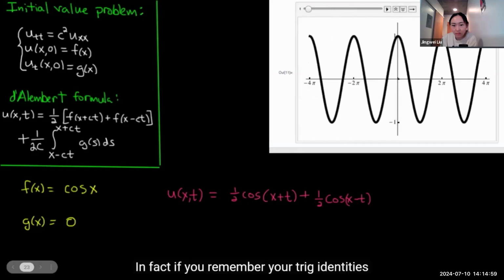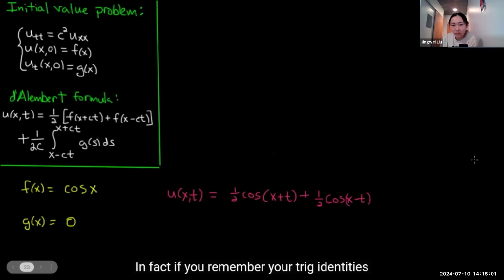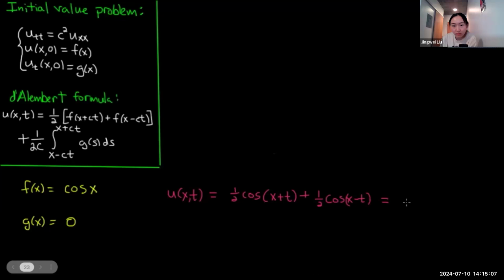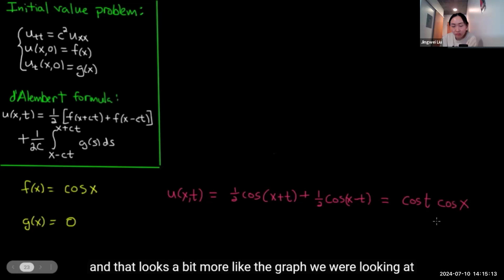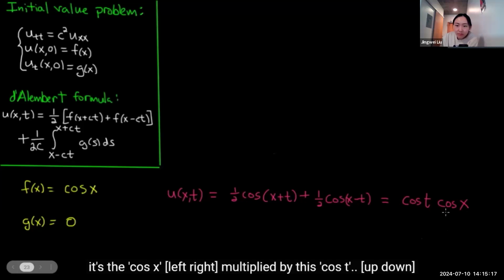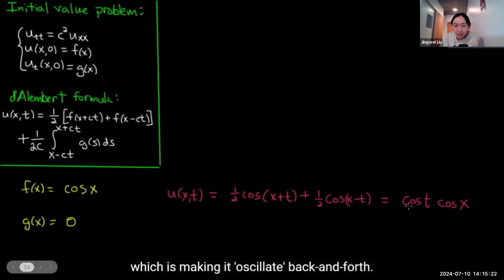In fact, if you remember your trig identities and you look up the sum identity for cosine, you'll see that this in fact is equal to the cosine of t times the cosine of x. And that looks a little bit more like the graph that we were looking at. It's the cosine x multiplied by this cosine t, which is making it oscillate back and forth.